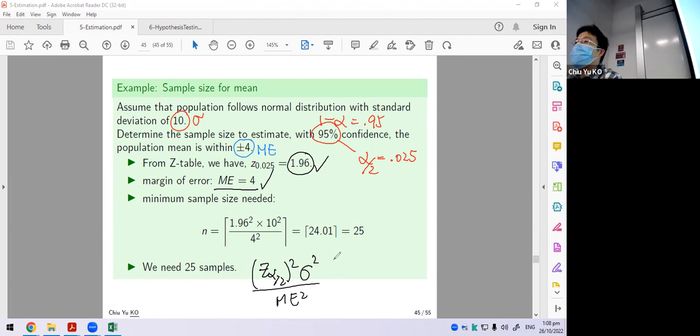Is that clear what we are doing? This is the one step before sampling. Before we do the sampling, if we want to achieve a margin of error of 4, we need to have 25 samples. Is that clear what we are doing? This is where you actually do the survey for your group project or individual project, that is how you design your sample size, and at what time you should stop. This is the way. Is that okay?